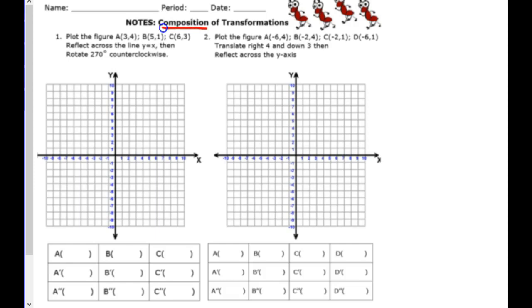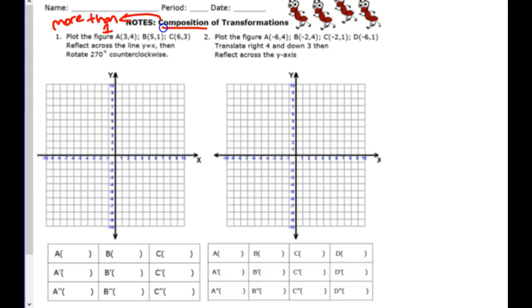Composition. What does that mean? You ready for this? Now don't blink. Ready? More than one. That's it. All right? Now that's the new thing we're learning today. Composition means more than one. Okay? So, again, more than one means composition. So, you might want to write that down real quick.